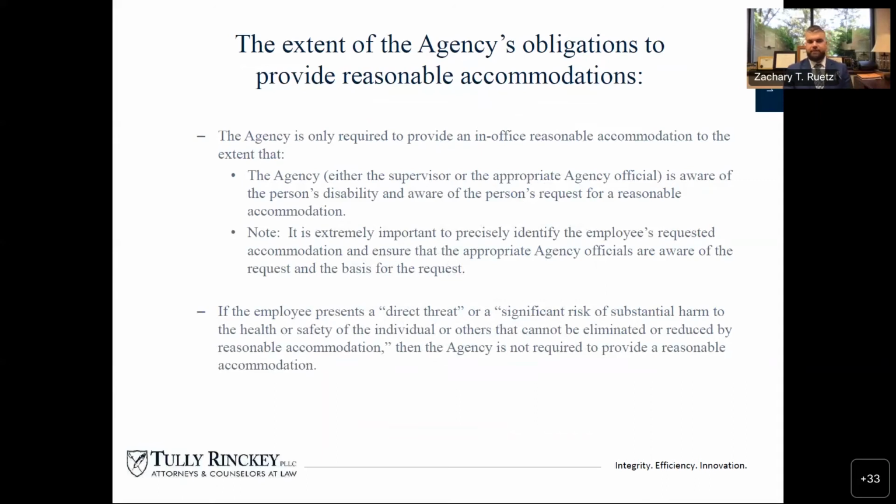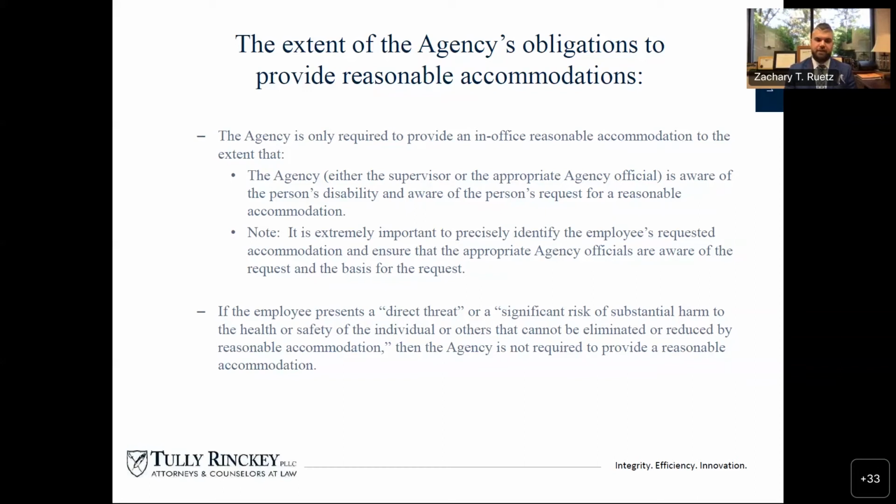And then, so the extent of the agency's obligations to provide these accommodations, the agency is only required to provide an in-office reasonable accommodation to the extent that the agency, either the supervisor or the appropriate agency official, is aware of the person's disability or limitation and also aware of the person's request for a reasonable accommodation. Again, it's important to note that you don't need to use magic words here, but use common sense and decide whether or not that person is aware of the disability. They might be aware of that explicitly or implied through interactions with you. It is extremely important at this juncture to precisely identify the accommodation that you're requesting and ensure that they're aware of the request. Again, do this in writing if possible, and also the basis for the request.